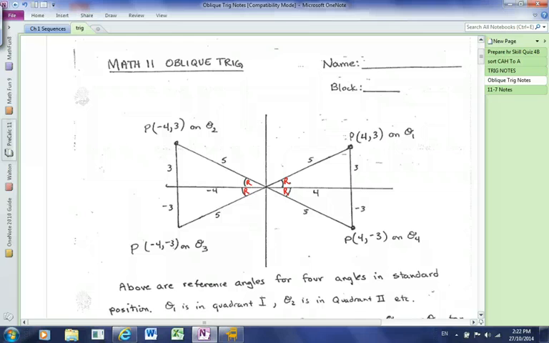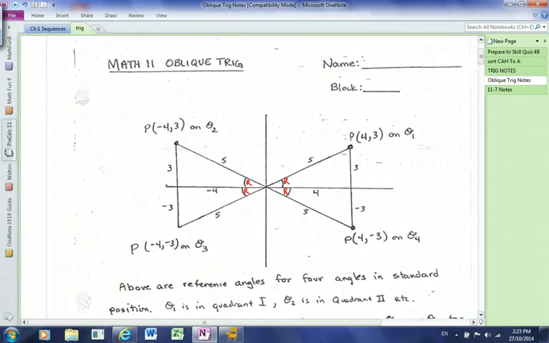And notice the reference angles are all the same. They're all the same because they're opposites. Their triangles are all congruent. They all have an opposite side of 3, an adjacent side of 4, and a hypotenuse of 5. The only difference is these say -4 instead of +4. Okay? But all the triangles have the same proportion. Therefore, they have the same angle.